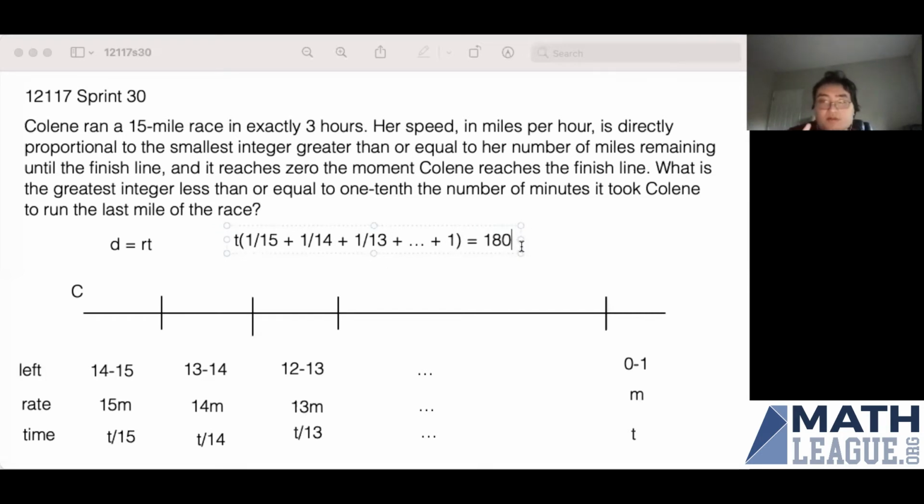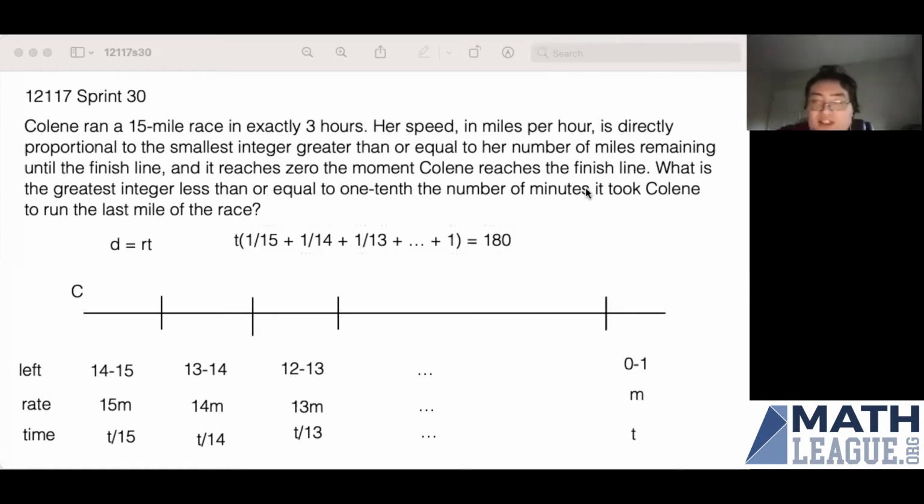And remember, we don't want the value of t. That's not what the problem's asking for. And besides, that would be near impossible to calculate by hand. But instead we want, let's read this carefully, the greatest integer less than or equal to 1/10 the number of minutes it took Colene to run the last mile of the race. So in other words, what we're really looking for here is the floor of t over 10. Remember that floor is the greatest integer less than or equal to a number, right? Like the floor of 5.2 is 5, and the floor of -3.2 is -4, so on and so forth.